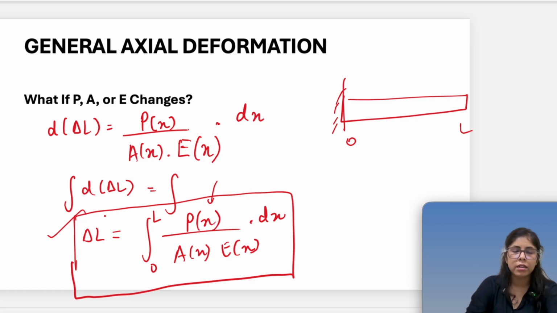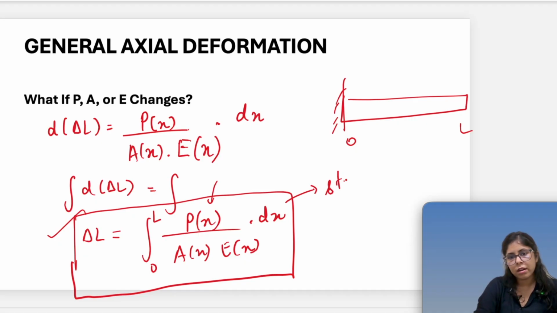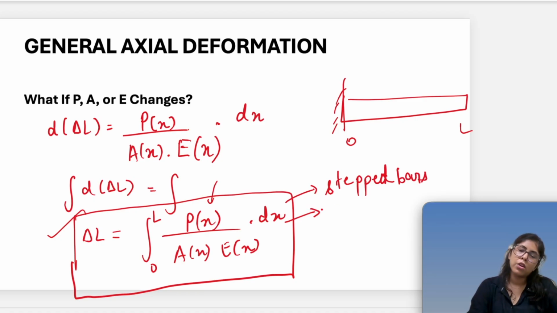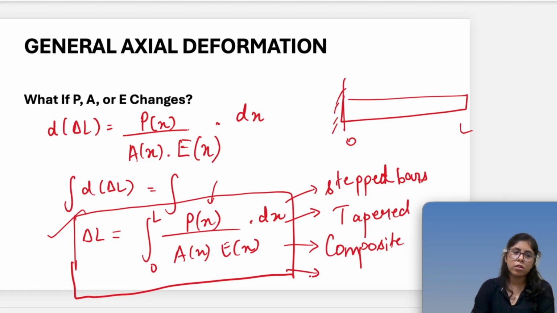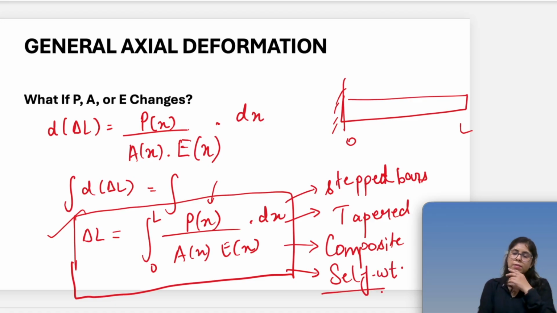Now in the later sections, we'll be asked to calculate the deformation in stepped bars, and we'll be asked to calculate the deformation in tapered bars. The bar I made previously, that was tapered. And then we can also calculate composite bars, and we can also calculate the self weight of the bar. Okay, so these will be discussed later. So this is the general axial formula. From this I'll be calculating all these four types of formulas separately.